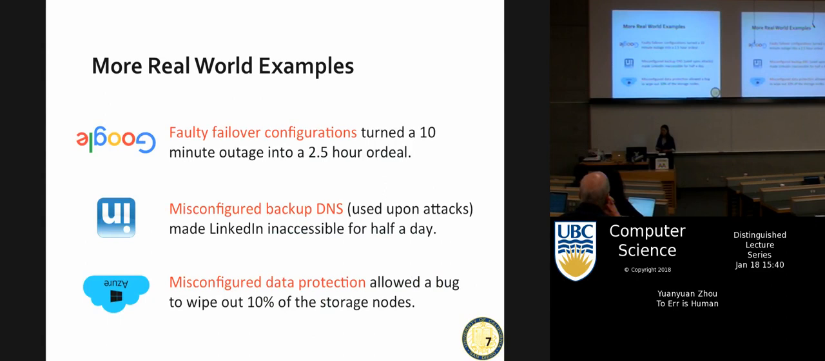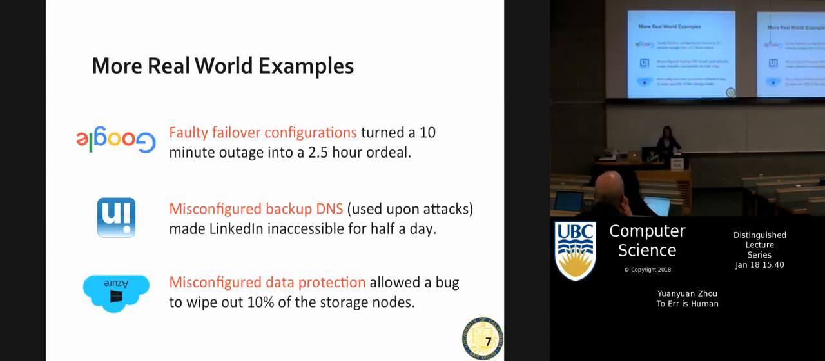There are even more examples. For example, at Google, faulty failover configurations turned a 10-minute outage into a 2.5-hour ordeal. And then the LinkedIn misconfigured backup DNS also made LinkedIn inaccessible for half a day. And then there was also basically the Amazon.